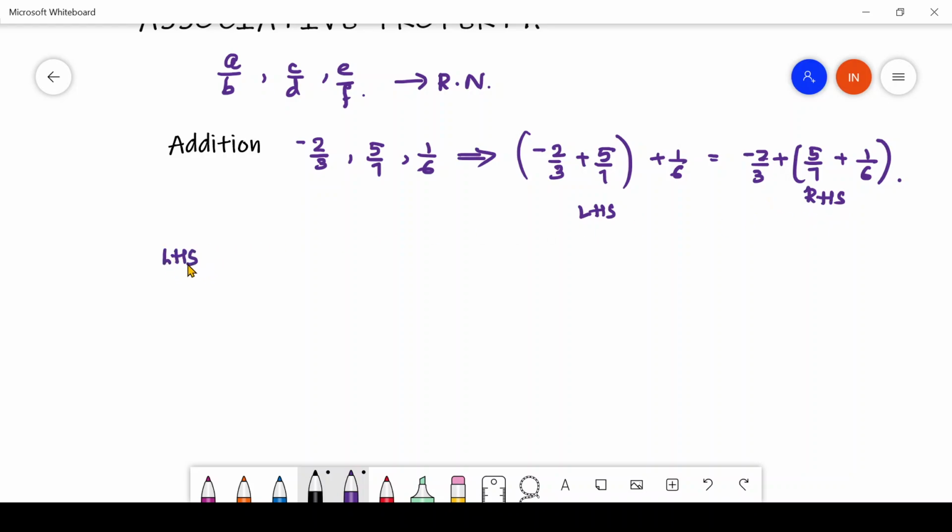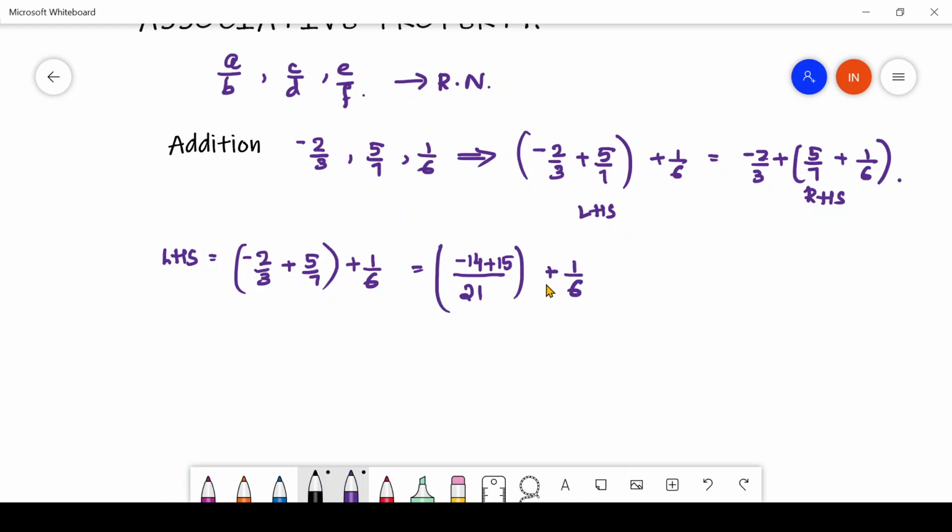LHS is equal to negative 2 by 3 plus 5 by 7, plus 1 by 6. I'm going to solve this. You already know how to solve rational numbers, right? So let us go ahead. First we solve whatever is inside the bracket. So negative 2 by 3 plus 5 by 7, we have 3 and 7 in the denominator, right? So we have 21 as the LCM and the numerator will be negative 14 plus 15, right? Then plus 1 by 6.